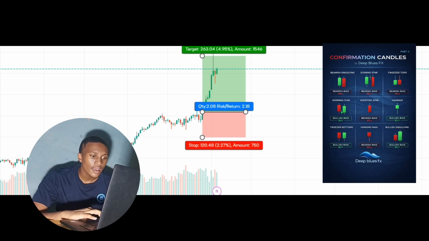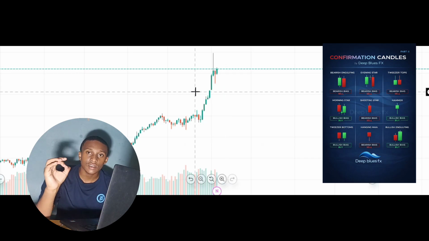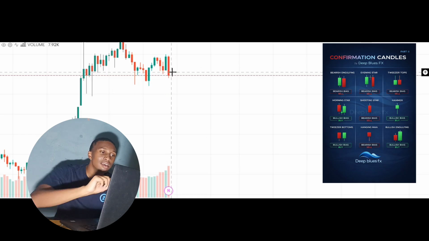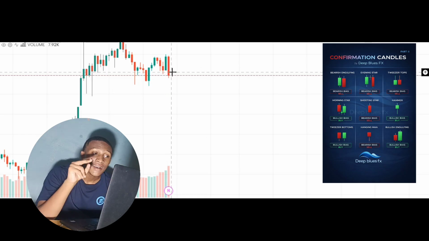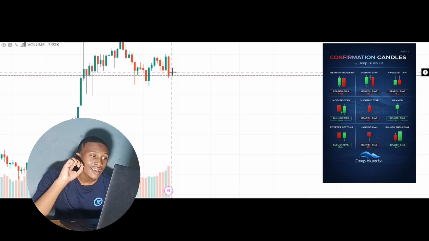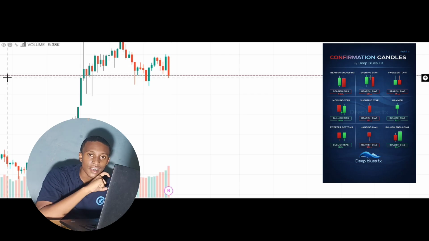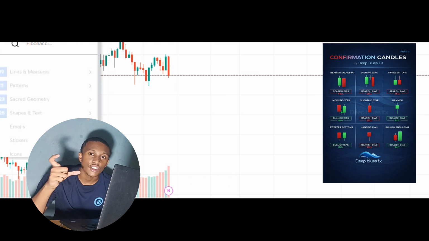So now I want to show you a bearish engulfing. This is the last example. This is a bearish engulfing candlestick. As you can see, the last two candlesticks, the red candlestick engulfs the bullish candlestick, or engulfs the green candlestick, because it is larger.